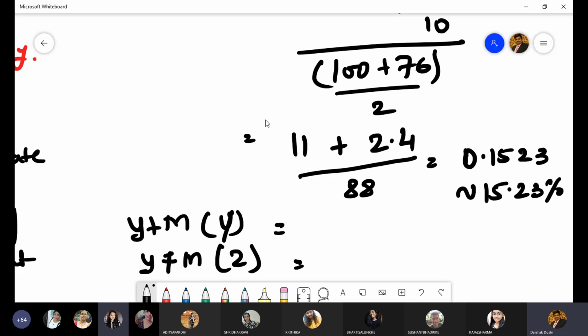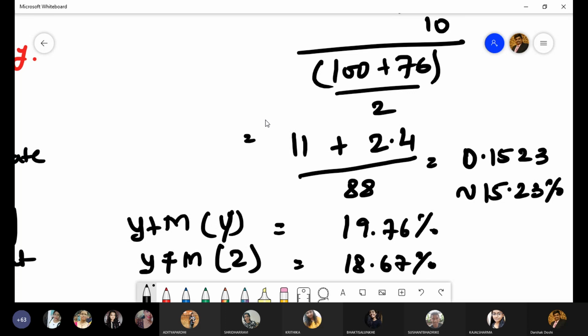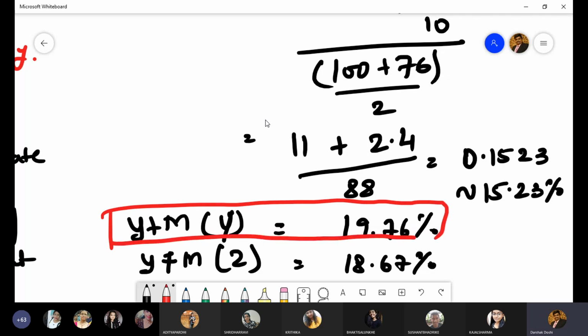How much is YTM for Y? 19.76%. What about Z? 18.67%. Perfect. Thank you, everyone. So out of this, which bond should you select? Bond Y. Why did you select Y? It gives the highest return, the highest YTM. Higher the YTM, better it is.